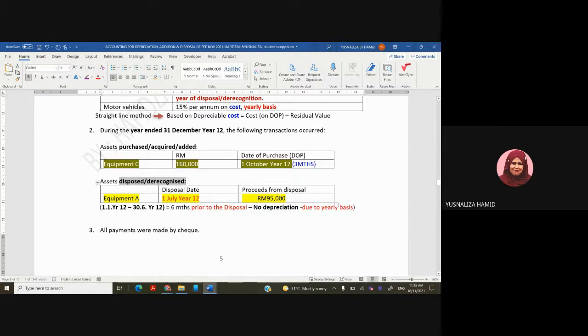The proceeds were 95,000. In the previous example, example 4, the proceeds were 115,000, but here I have changed the information to become 95,000. For this period, that was the period in the year of disposal. I put here YOD. What is YOD? Year of disposal. There is no depreciation. The reason is the yearly basis. For yearly basis, no depreciation.